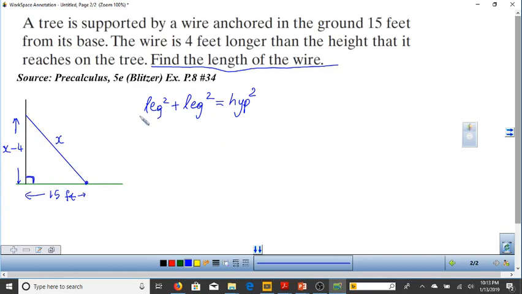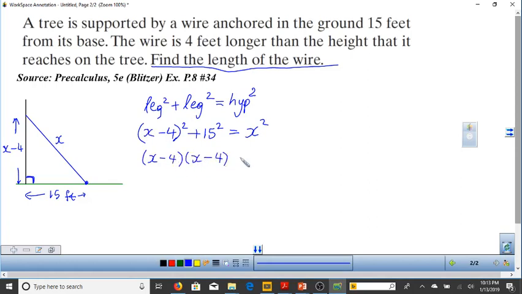We're going to do 1 leg squared, x minus 4 squared, plus the other leg squared, 15 squared, is equal to the hypotenuse squared, x squared. And then we just proceed from there. Now this looks like a quadratic equation, but we have to make sure. So we're going to have to distribute this x minus 4 because it's squared. x minus 4 multiplied by itself, and 15 multiplied by itself.